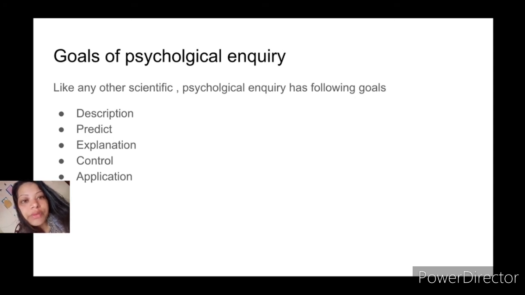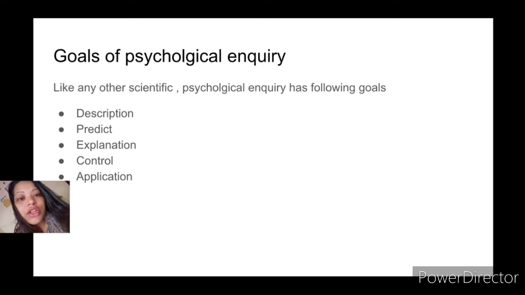So explanation is like explaining the behavior very properly. Explanation is required for every behavior that is caused, like we have already studied that human behavior is caused, right? So the cause needs to be explained: why people behave in a certain way, why people cry, why people react, why people become aggressive. So explanation of behavior is very important. That is the third goal of psychological inquiry.